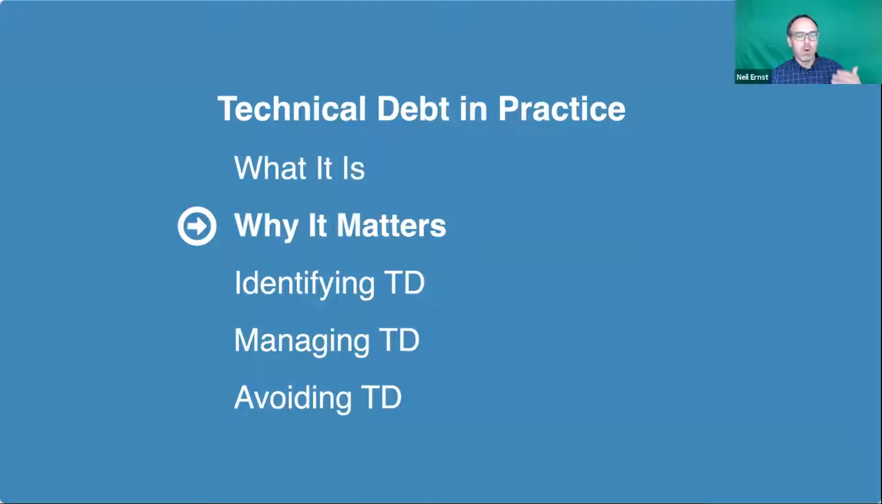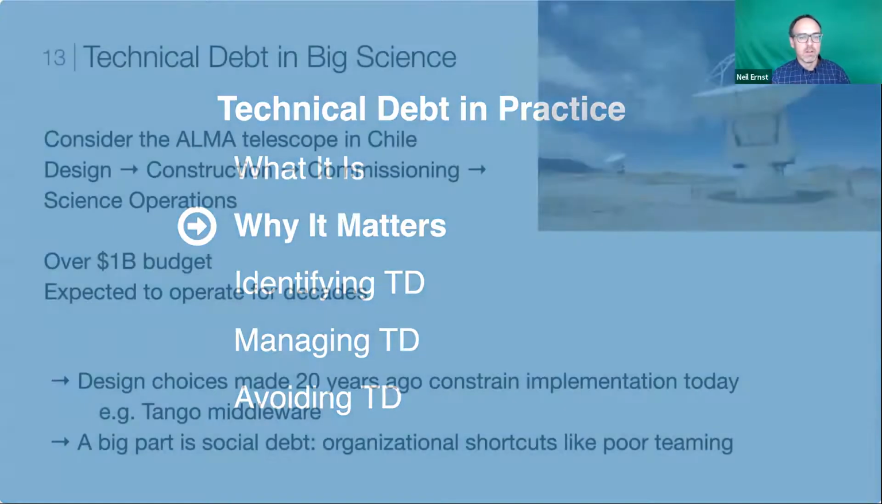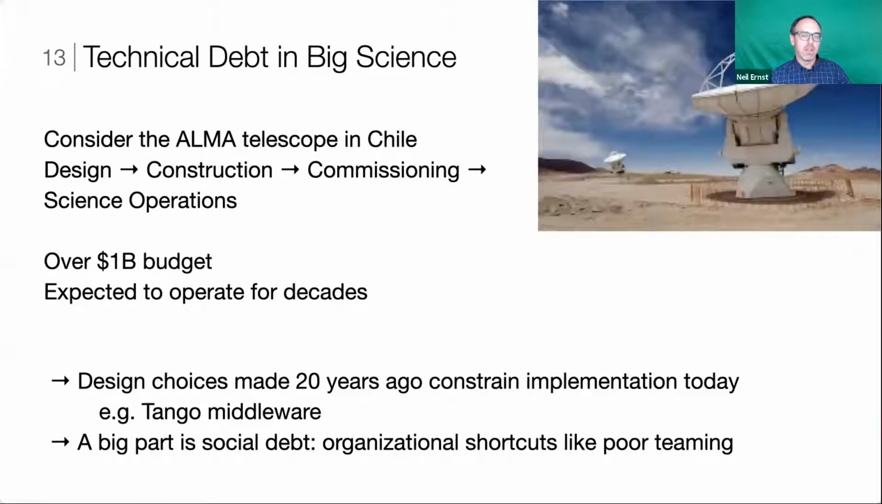Why does technical debt matter? Why is it important? To explain a bit more about this, I want to look at technical debt in big science. I've worked on a couple of different projects on research computing and research software, one with the Square Kilometre Array, and another one with the Large Hadron Collider's High Luminosity project.